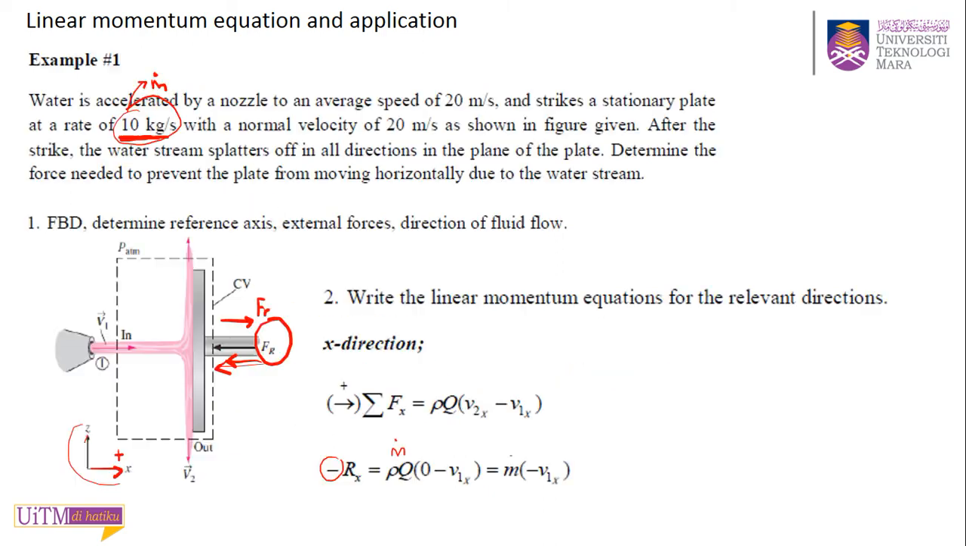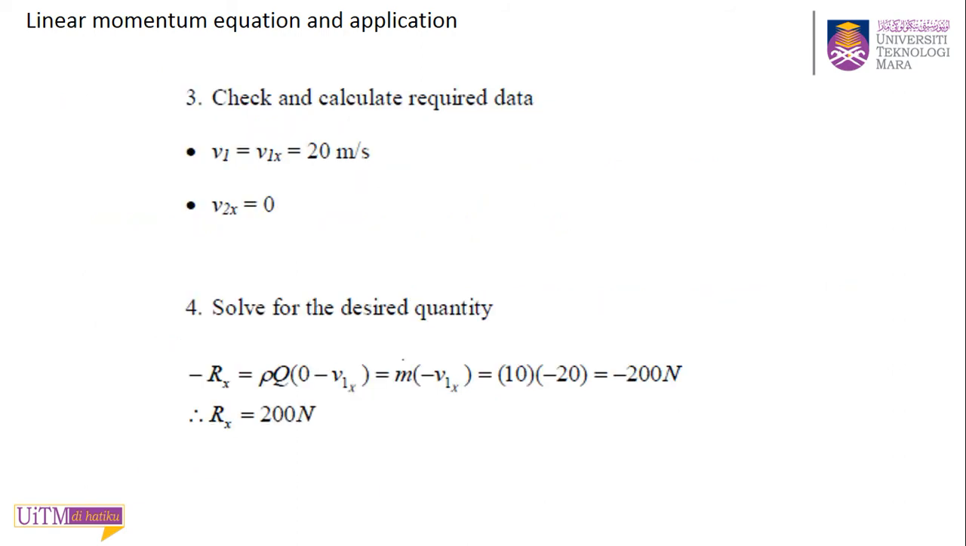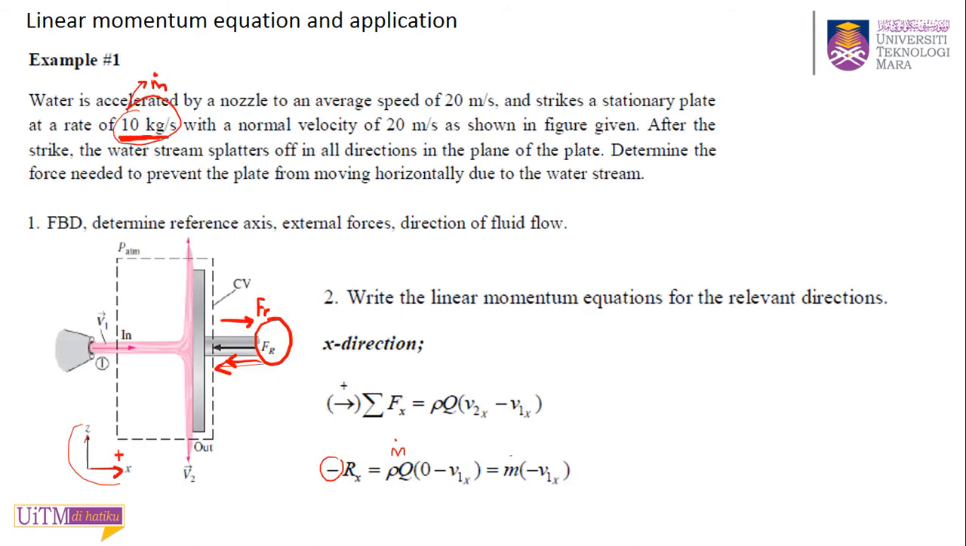The v is 20, which gives you 20 meters per second. v2x is 0, so you can solve your linear momentum equation. m dot is 10, v1x is 20, so this will be minus 200 Newton, because you already put your equation like this. Minus Rx equal to minus 200 Newton.